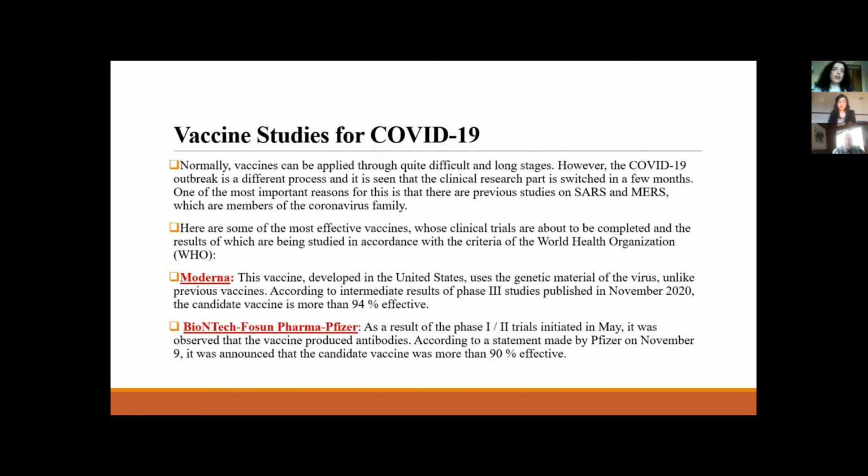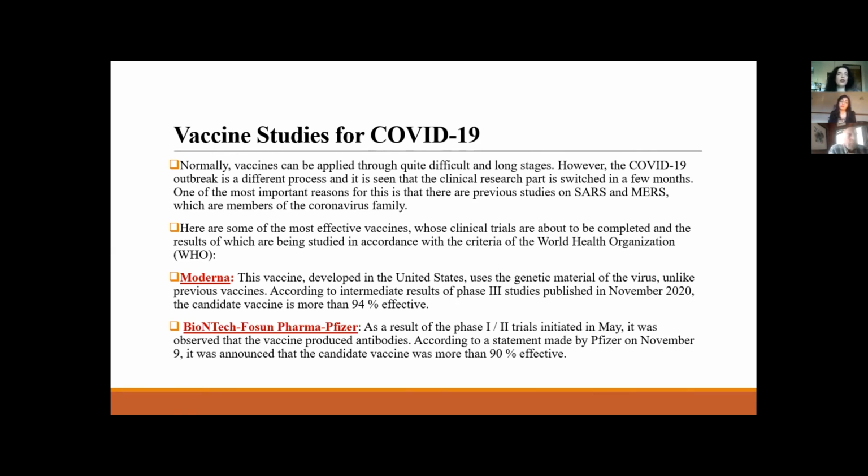Now, vaccine studies for COVID-19. Normally, vaccines can take a quite difficult and long process. However, the COVID-19 outbreak is a different process, and it is seen that the clinical research path was completed in a few months. One of the most important reasons for this is that there are previous studies on SARS and MERS, which are members of the coronavirus family.